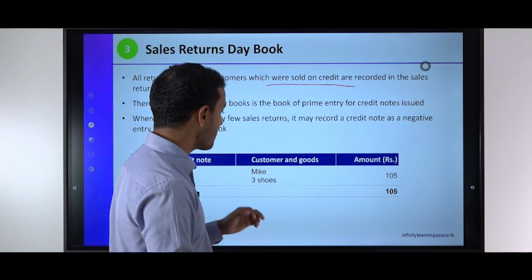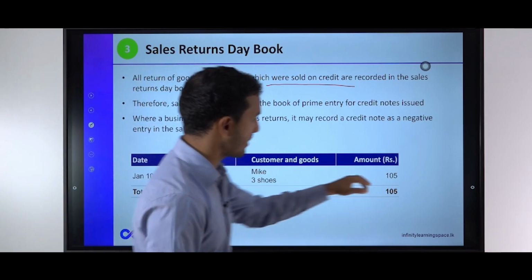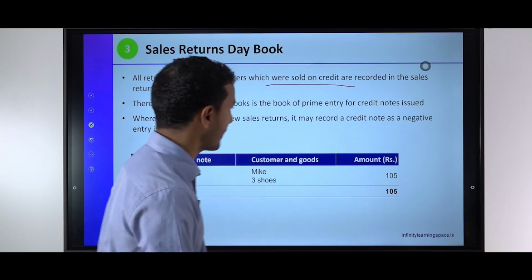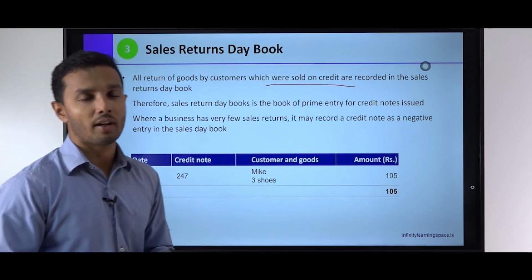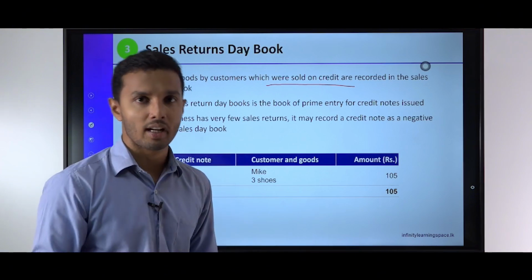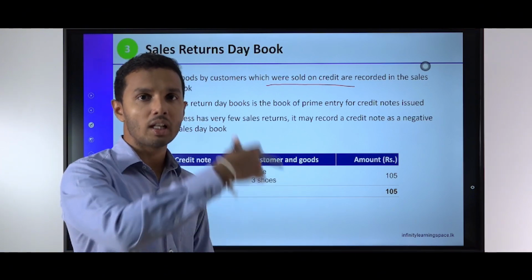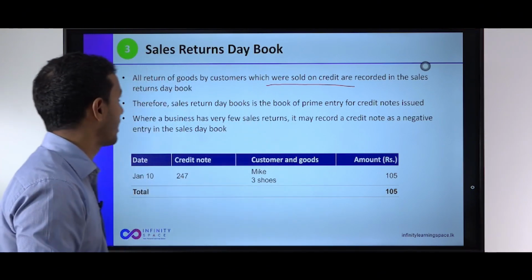Now Mike is returning 3 shoes. What's the value of those goods? 105. Okay, right. So again, keep in mind in the sales return day book, we are recording return of goods by customers which were sold to them on credit, right?